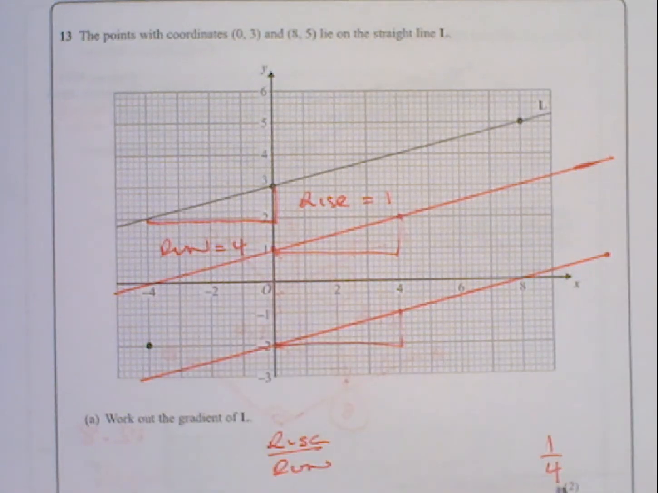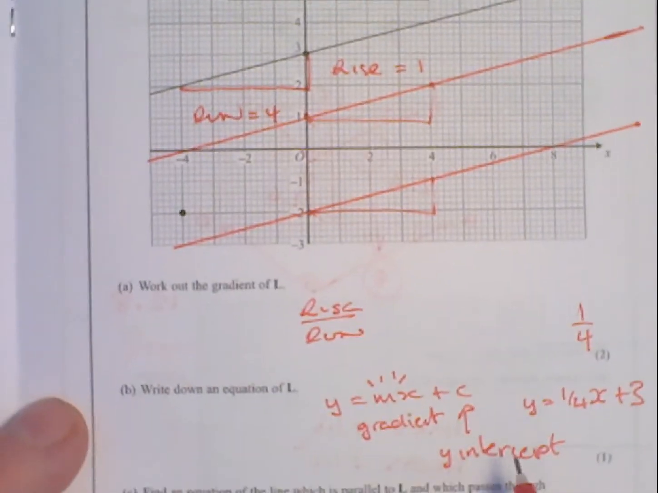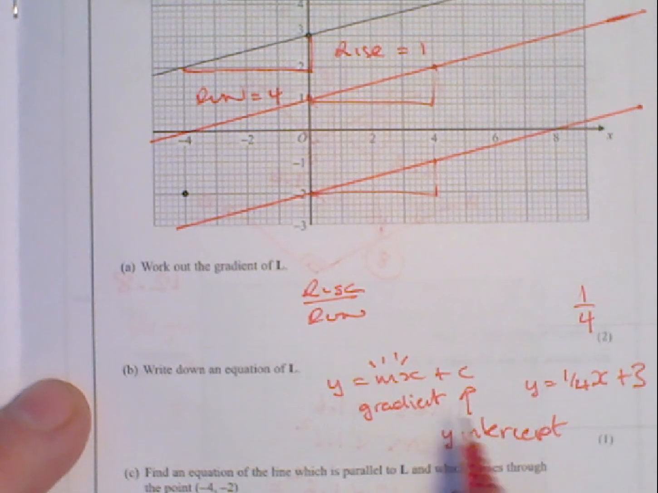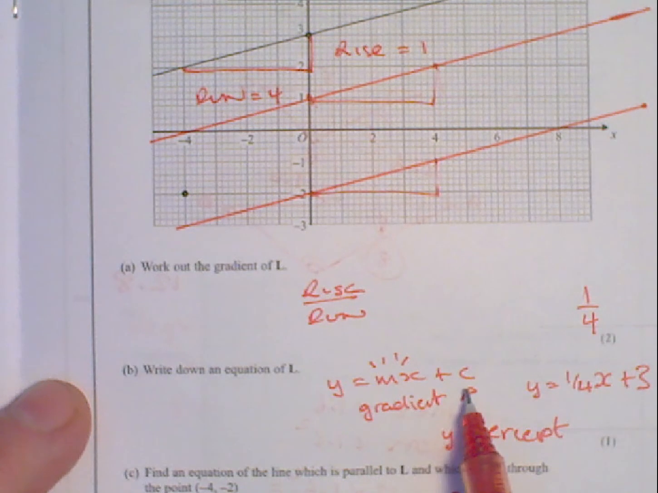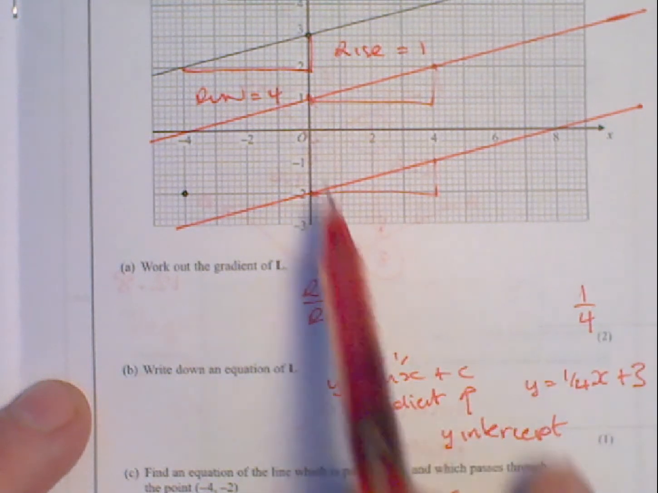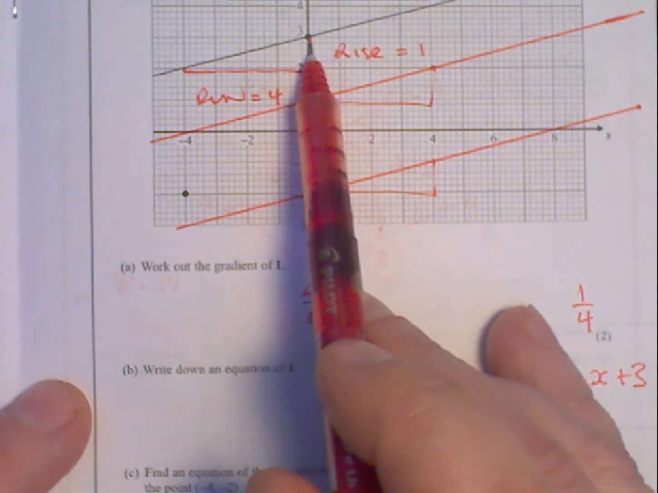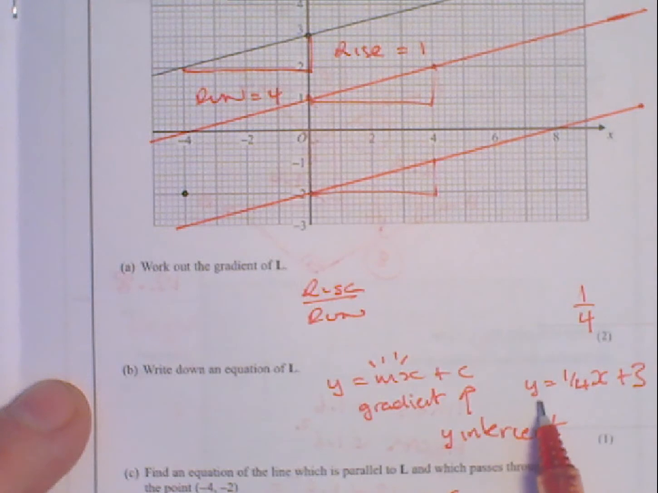Okay. Then I'm asked to calculate the equation of the line, and I know a straight line is y equals mx plus c, where m, the gradient, goes in front of the x, and the y-intercept is where it comes to the y-axis. So you can see I've got my gradient of a quarter, the y-intercept is 3, hence my equation is y equals a quarter x plus 3.